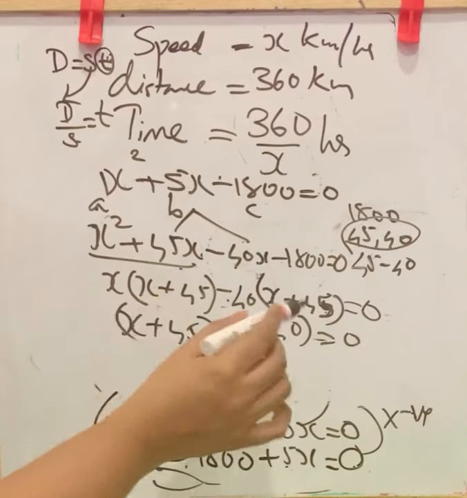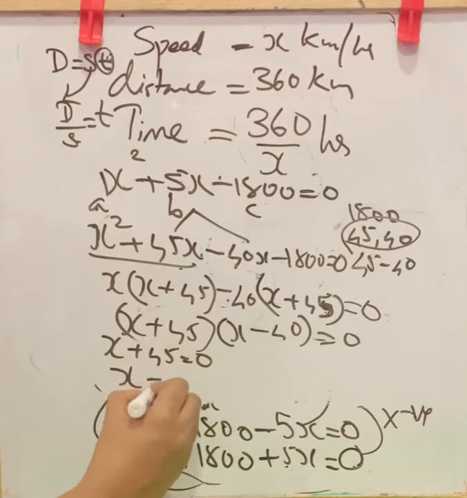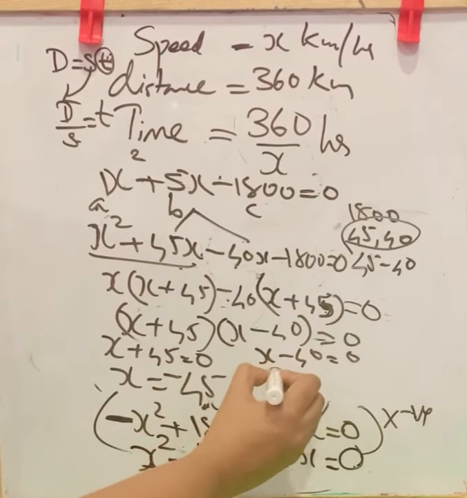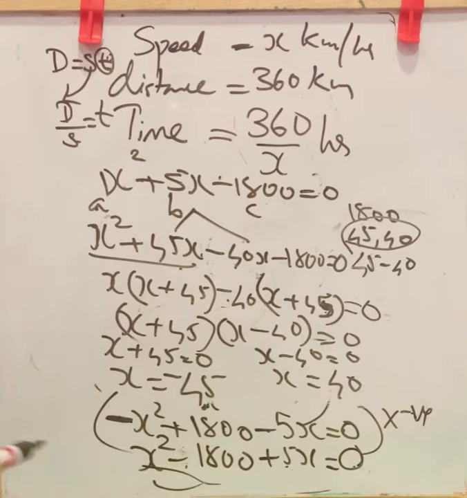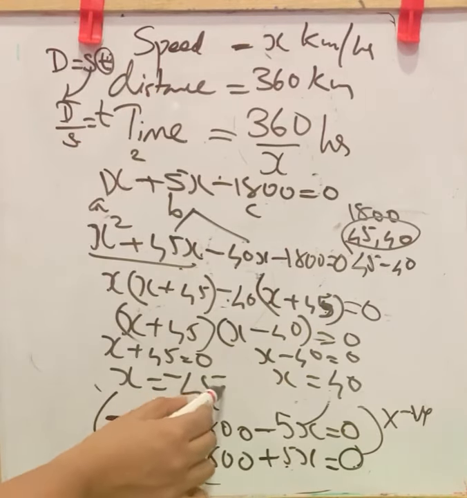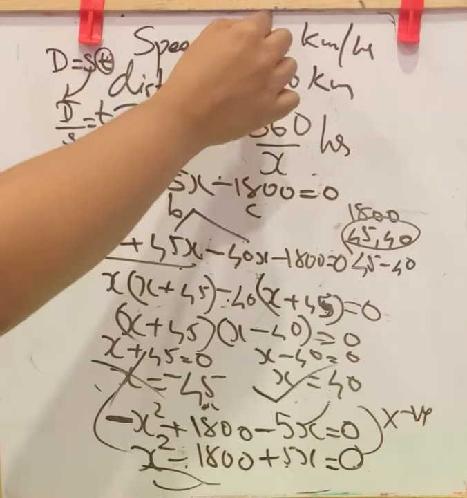Now equate each term to 0. x plus 45 equal to 0, then x is equal to negative 45. Here x minus 40 equal to 0, then x is equal to positive 40. Now we are talking about speed and we don't have speed in negative values. So consider this, x is 40.